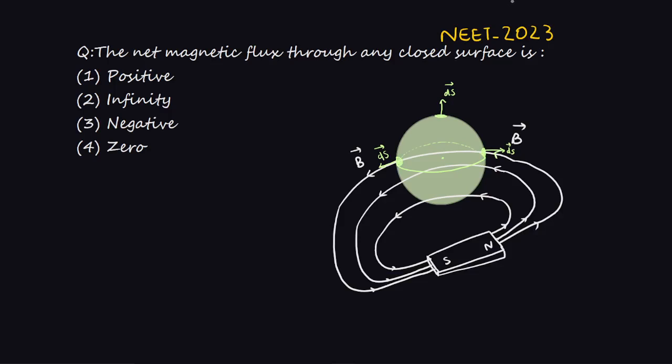Hi, in this video, we will solve a problem asked in Physics NEET 2023. The question is: the net magnetic flux through any closed surface is whether it is positive, infinity, negative, or zero. I know you all know it is zero, but let's understand how.